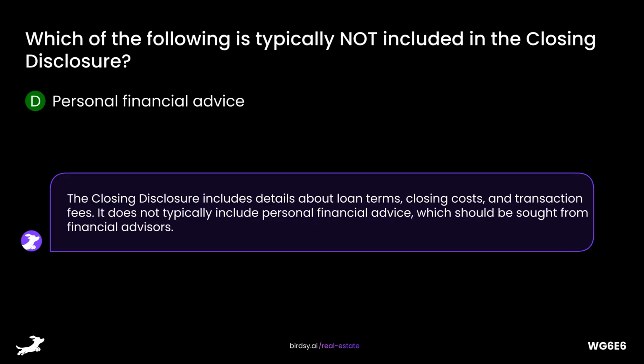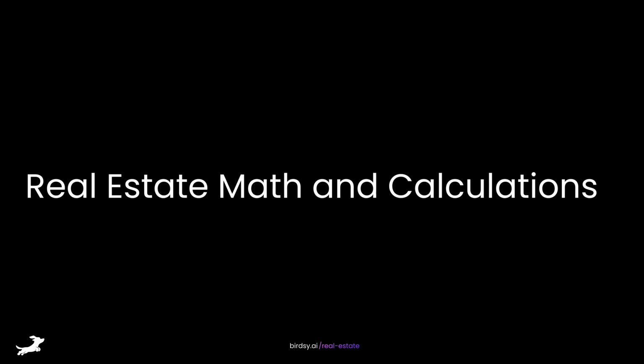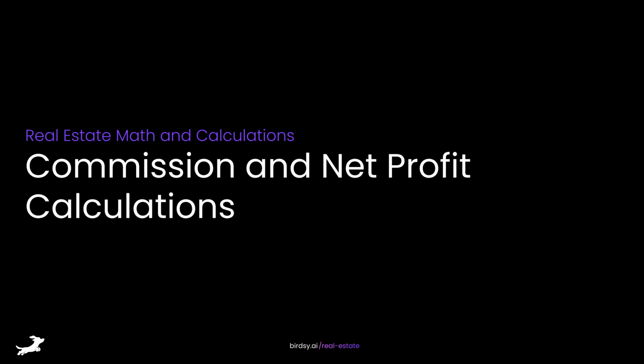The closing disclosure includes details about loan terms, closing costs, and transaction fees. It does not typically include personal financial advice, which should be sought from financial advisors. Let's continue with real estate math and calculations. Commission and net profit calculations.